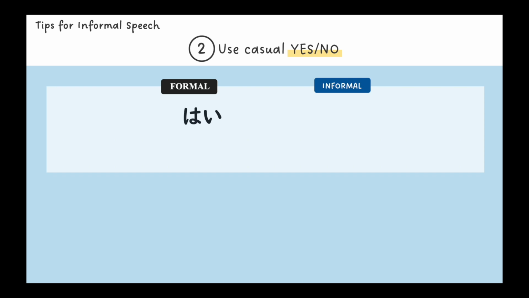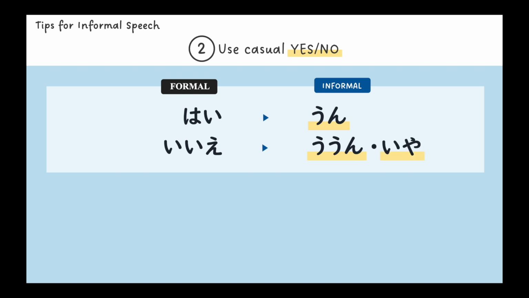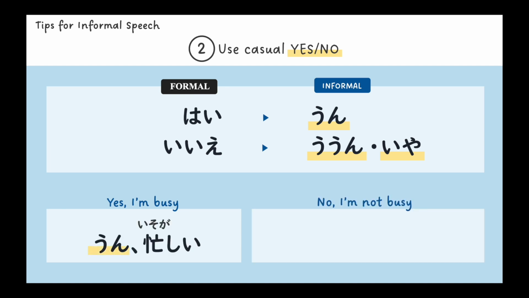Next, let's see the use of casual yes and no. The formal yes is はい and the casual yes is うん. The formal no is いいえ and the casual no is ううん or we sometimes say いや. For example, if someone asks you, "Are you busy?" and your answer is, "Yes, I'm busy," your casual response would be, 忙しい. If your answer is, "No, I'm not busy," the casual response would be, 忙しくない.